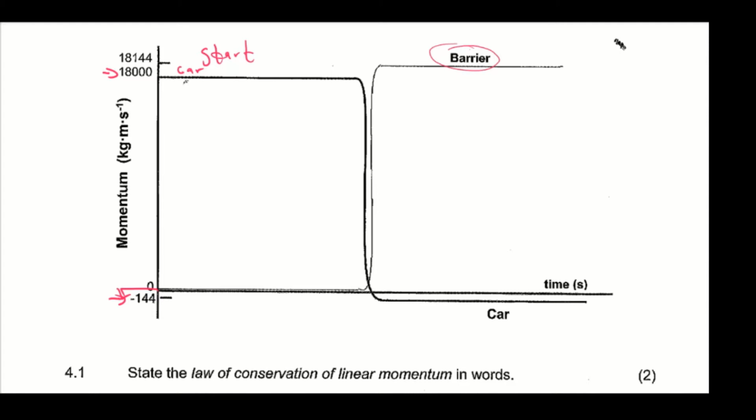So the car hit the barrier, and then the barrier started to move. Hence you see the momentum is going up in this diagram, and the car's momentum started to decrease slightly, going to a negative momentum of minus 144. So now let's answer the following questions.